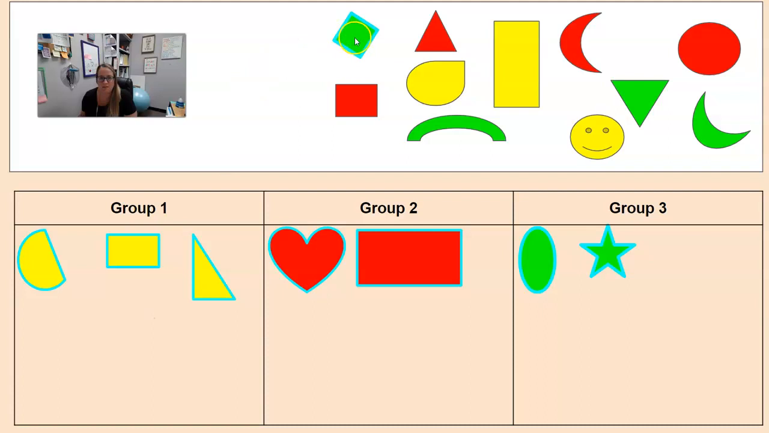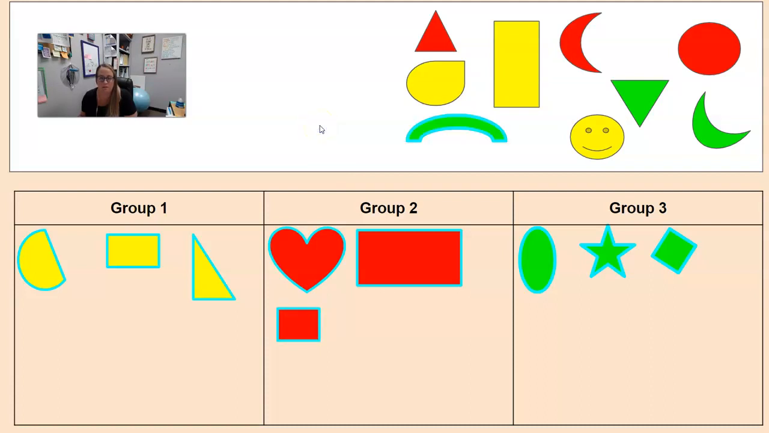All right, let's look at this one. Look at this green square. It's kind of turned a little bit, but it's still a square. And I'm going to put it over here in group 3. All right, what about this red rectangle? Where's it going to go? Some of you are starting to get my pattern or figure out how I'm grouping them.